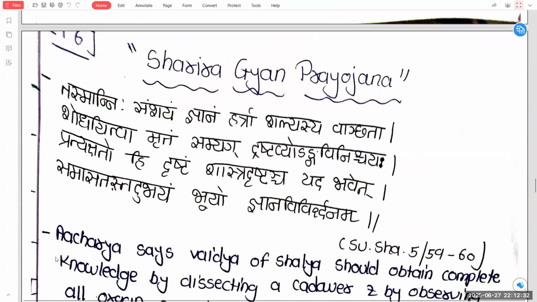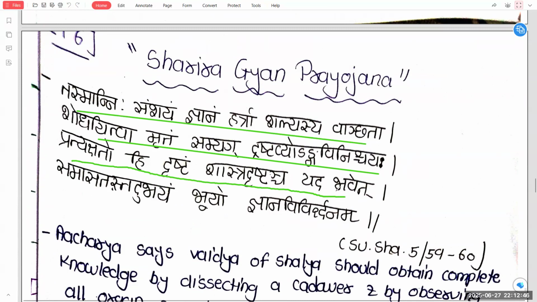This is an important topic. Tasminna Shanshayam Jnanam Hartra Shalyasya Vanchita Shodayitva Mrutam Samyak Drashtayo Vanga Vinishchaya Pratyakshato hi Drushtam Shastra Drushtyancha Yad Bhavet Samasta Tadubhayam Bhayo Jnana Vivardhanam. These are the references of Shushruta Sharirsthan.